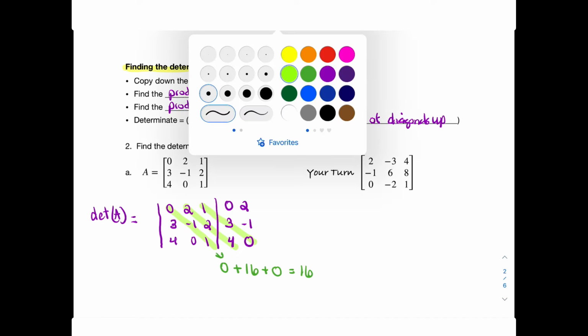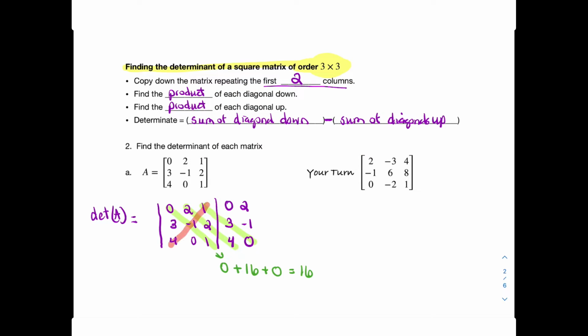Now I'm going to do my diagonals up, starting at the lower left-hand corner and going up. The product of the first diagonal is negative 4, plus the product of the next diagonal up, which is 0, plus the product of the last diagonal up, which is 6. Add those together and I get 2.